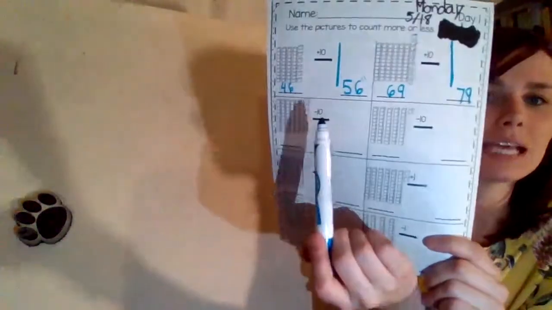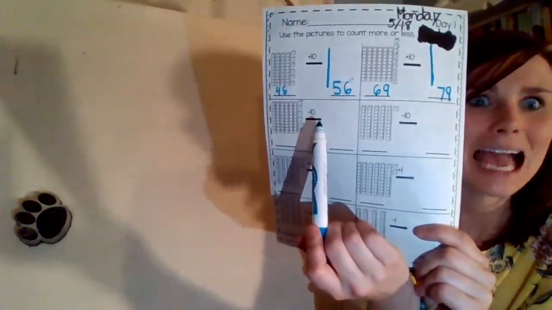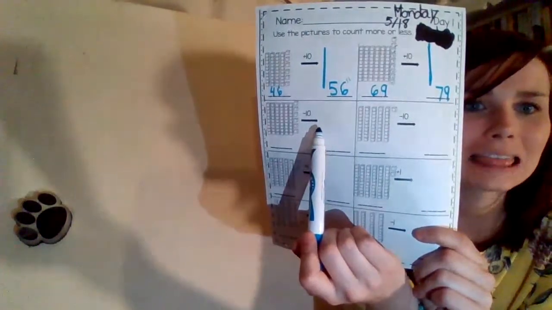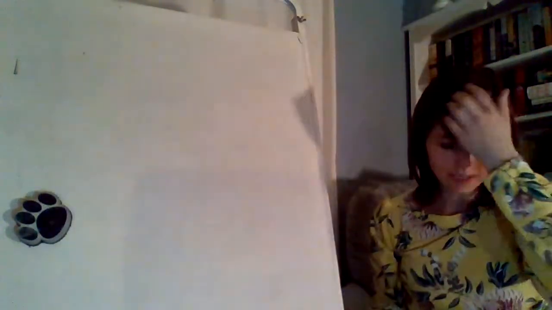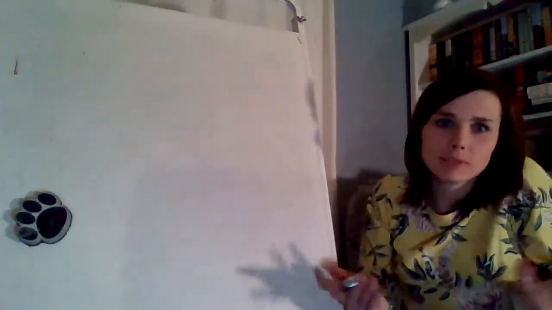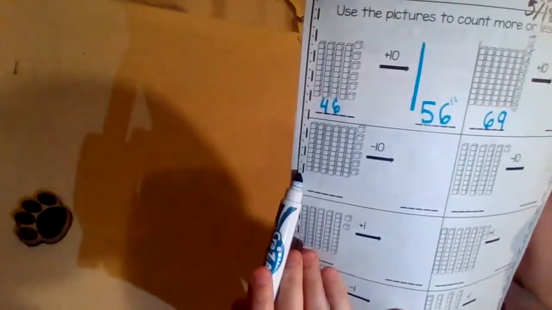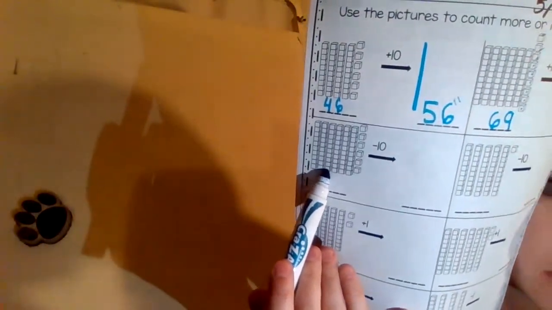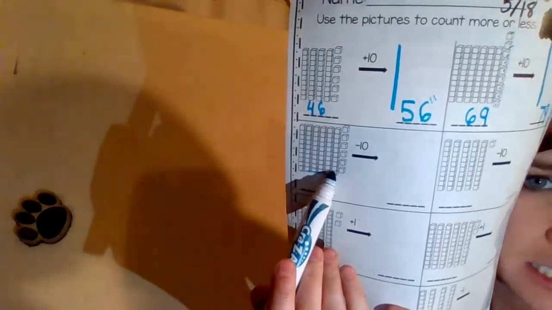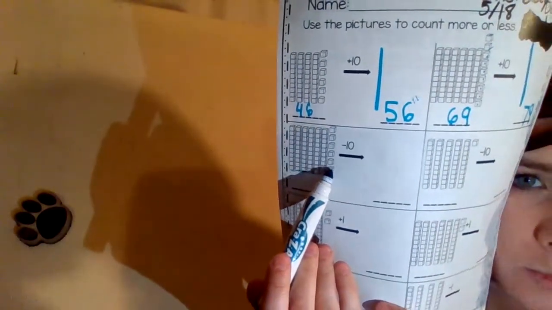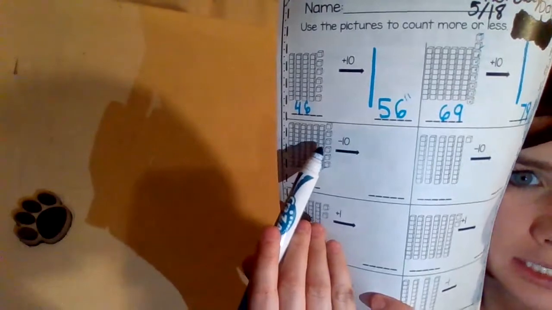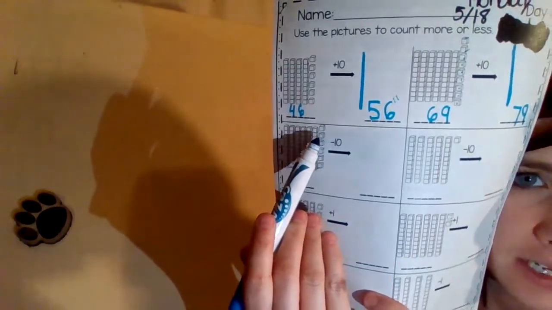Boys and girls, moving down. Now it is 10 less. All right, so we have to first figure out how much our picture is, right? All right, let's count it together. Ready? Let me get a little closer here. Ready? 10, 20, 30, 40, 50, 60. 61, 62, 63, 64, 65, 66. So we have 66.